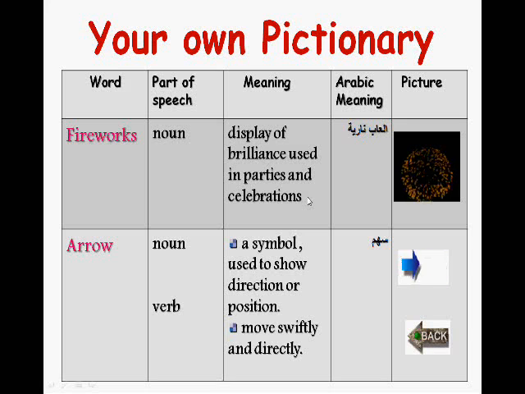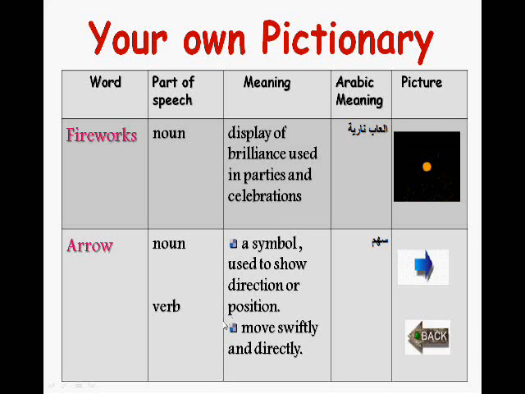Again, all the meanings of these words are taken from the Oxford Concise Dictionary. The meaning in Arabic is there, and the picture, as you can see it. Also, another word we have is the word arrow. In the case of the word arrow, we have two different parts of speech for the same word: arrow as a noun, and arrow as a verb. Again, you can put more than one meaning for each part of speech. In this case, I just put one.